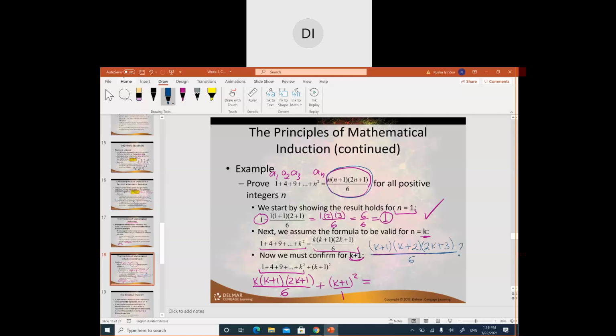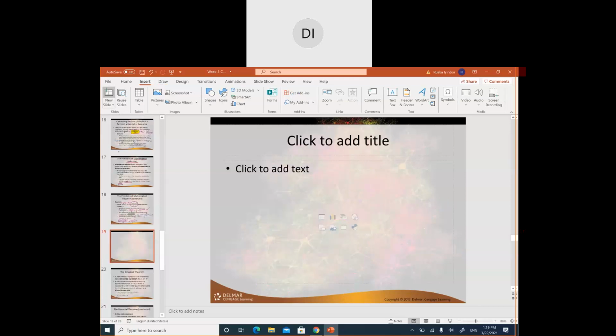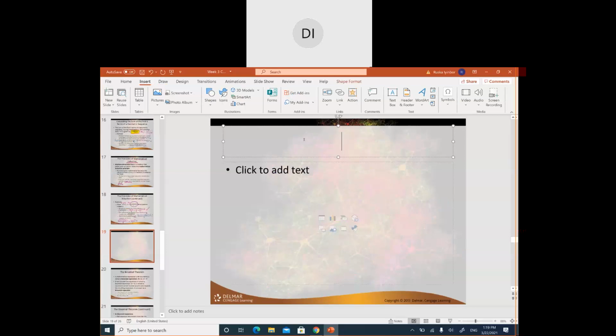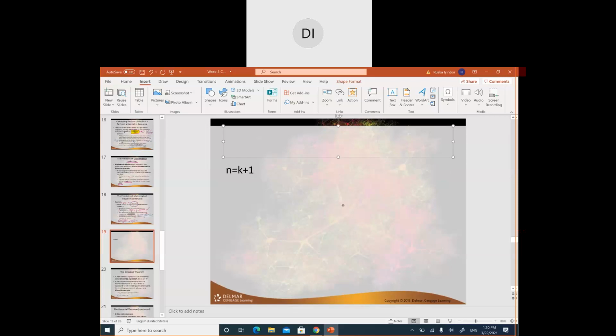So let's see. I'm going to insert another slide. Let me write it here, what I need to do. So I'm checking for n equals k plus 1. I'm going to just write it in this slide so I can have enough room to do it, okay? So I have n. So this is what I'm checking, the last step. Okay, and I'm going to write it here.